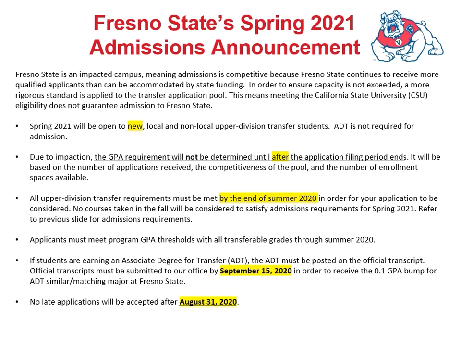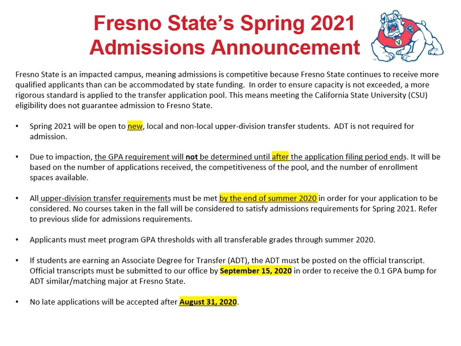An associate degree for transfer, or ADT as it's known by, is not required for admission for this spring. Due to impaction, unfortunately, we will not know the GPA requirement until after the application filing period ends. So we don't know that cutoff number at this point. So it depends on how many applications they receive. It depends on how competitive those applications are, and then the number of enrollment spaces that are available.